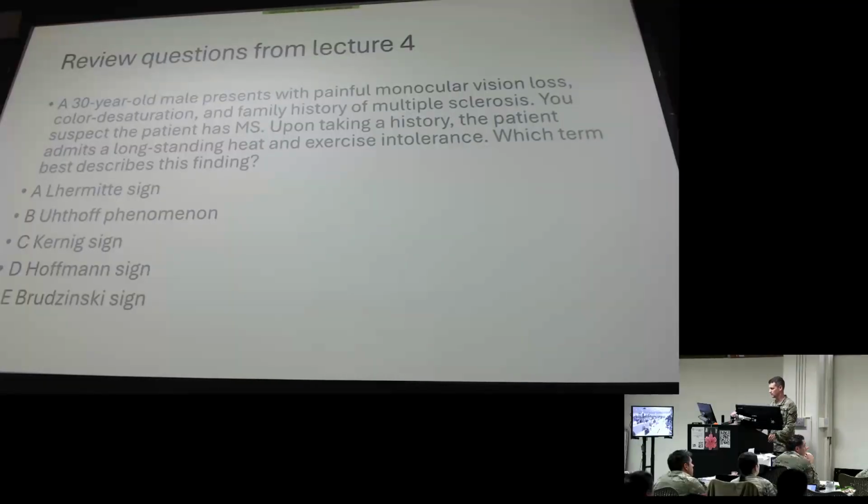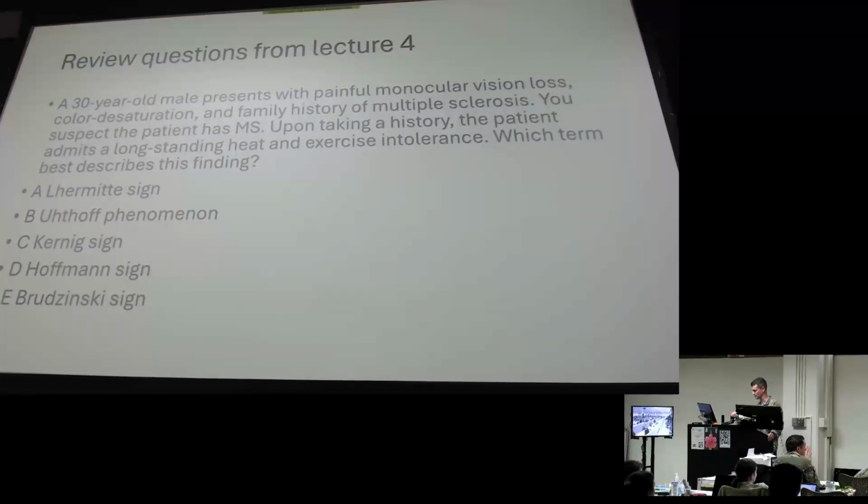All right, we know we're gonna have questions on MS because it's super common and I love writing test questions about it. You're gonna see it in clinic. We remember from the relative hand raises that we see people presenting with it. So I've got a 30-year-old male presenting with painful monocular vision loss. What's the term for that? And we have that desaturation, that optic neuritis. And we have a family history of multiple sclerosis. Well, I have a diagnosis there.